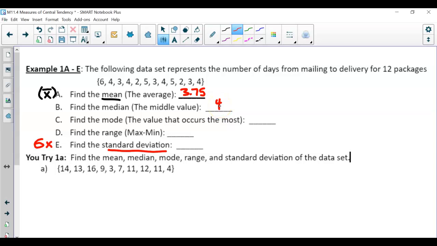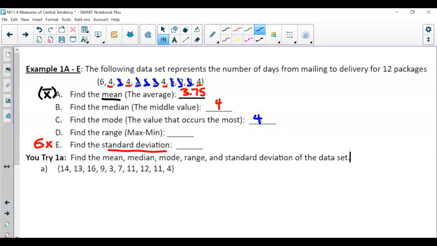Now the mode, the calculator is not going to give you the mode. You just have to look for the value or the number that occurs the most. So I see 4s, 1, 2, 3, 4 of them. I see multiple 5s. 1, 2, well, that's only 2 of them. 2s, 1, 2, no, only 2 of them. 3s, 1, 2, 3, nope. So it looks like our mode is 4 because that's the value that occurs the most.